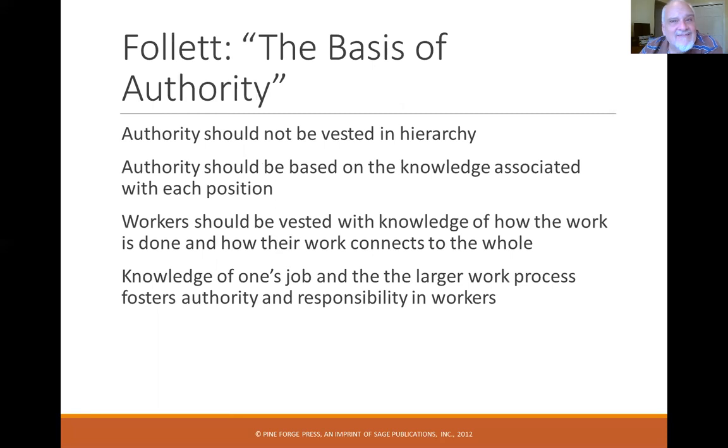Now here's Mary Follett again, the basis of authority. She says that authority should not be vested in a hierarchy. It's not top down. Authority should be based on knowledge from each position. Everybody who works has knowledge that's useful for the organization, she would say. This worker knowledge is about how things are done, how their work connects to the whole. If they're just focused in their little silo, they will never know how it affects another part of the organization. So your knowledge of your job and the larger work processes fosters authority and responsibility in your workforce.